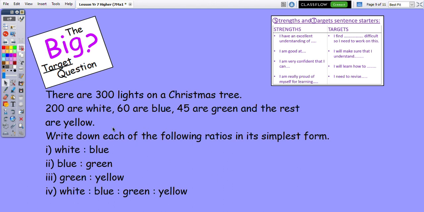Finally, hopefully you've answered this. I'm not going to dwell on this too much. This is just you writing numbers in fraction form, in ratio form. So for example, write down each of the following ratios in its simplest form. So white to blue, 200 to 60, and then you simplify. So you should have got these answers once simplified.